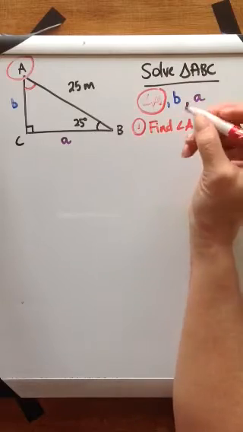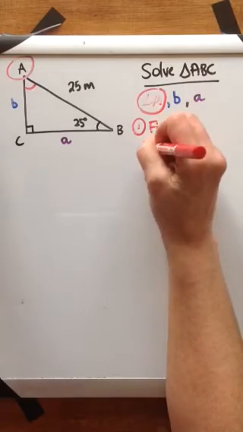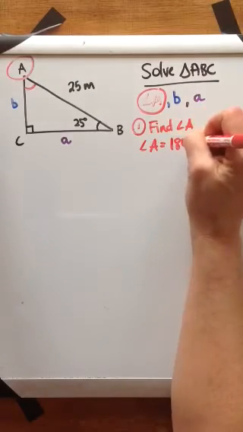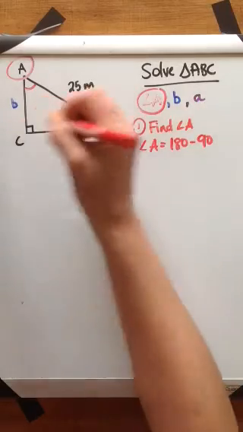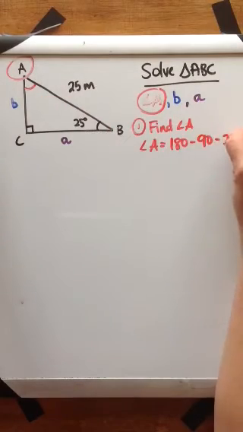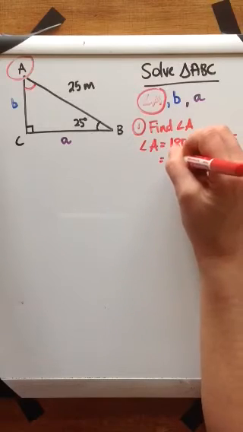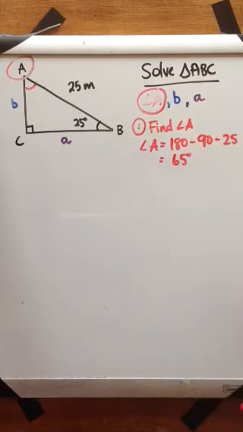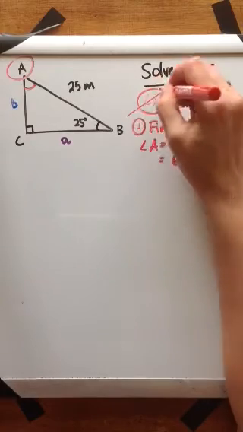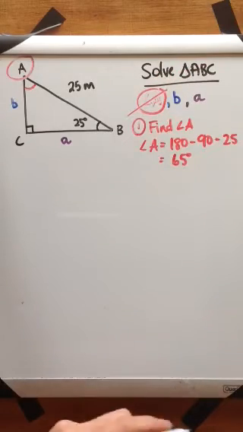And you can just simply do angle A is 180 minus the 90-degree angle that's here, minus the 25-degree angle that we were given. And you would then figure out that angle A is equal to 65 degrees. That's one thing off your grocery list.